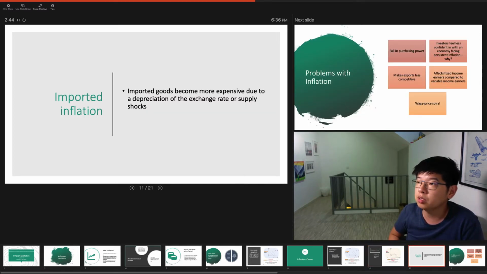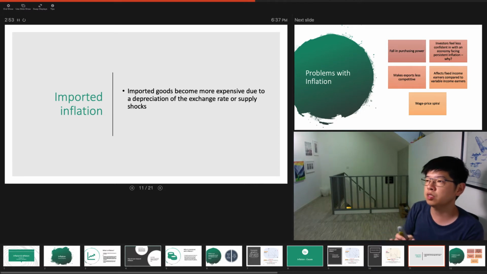And lastly, imported inflation. As the term suggests, imported inflation is inflation that is imported. It comes from a foreign source. So say for example, Singapore depends on the rest of the world for food sources. So say we depend on mostly Thailand for rice. If Thailand has some form of flooding event or drought that causes prices of rice to go up, inevitably prices of rice in Singapore will go up because we import this rice.